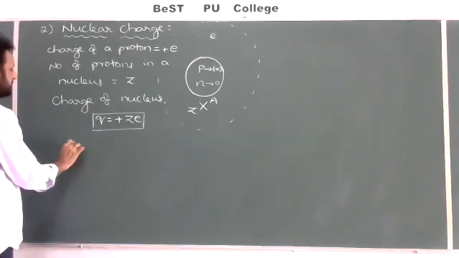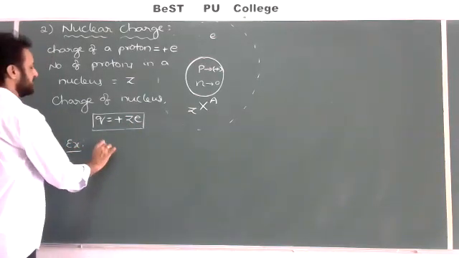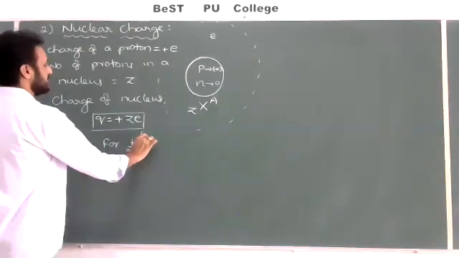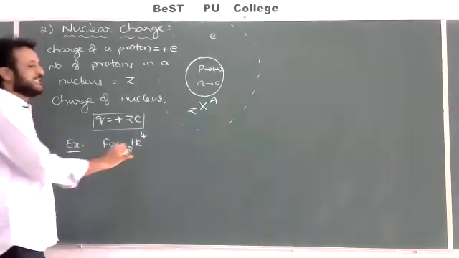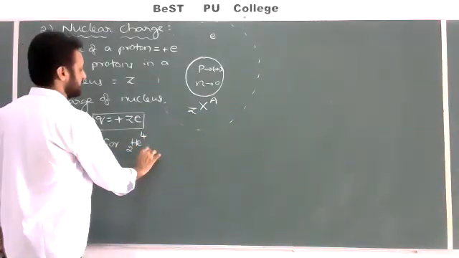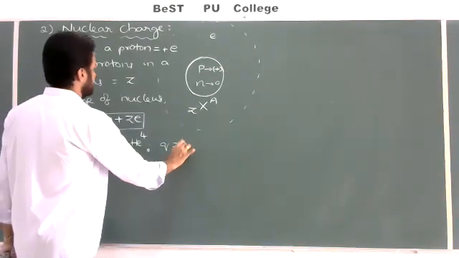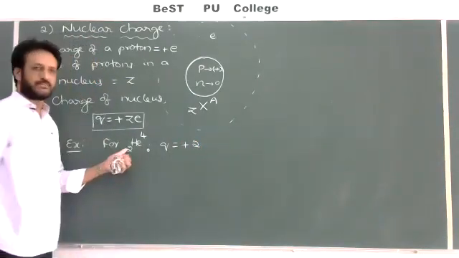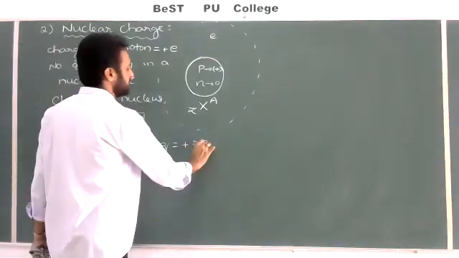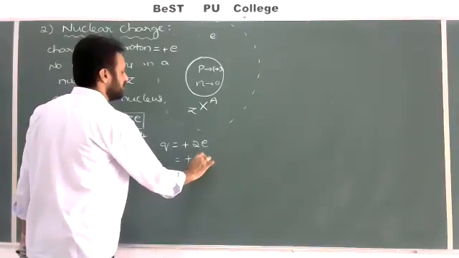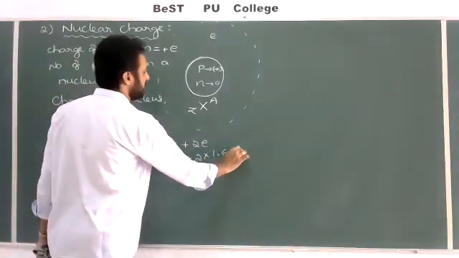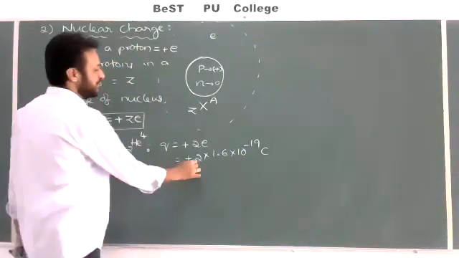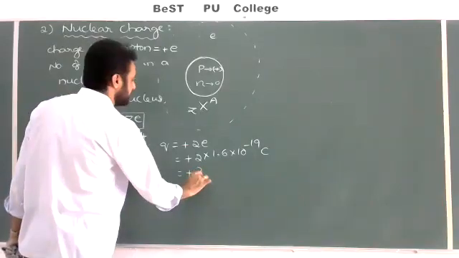One example I will write here. In the case of the helium nucleus, helium means atomic number 2, mass number 4. What is the charge of the helium nucleus? I'll take the formula Q equals Ze, which equals plus Z, that is the atomic number 2, so 2e, which is equal to plus 2e, that is 2 × 1.6 × 10^-19 coulomb. The charge value is 2 × 1.6, which equals 3.2.